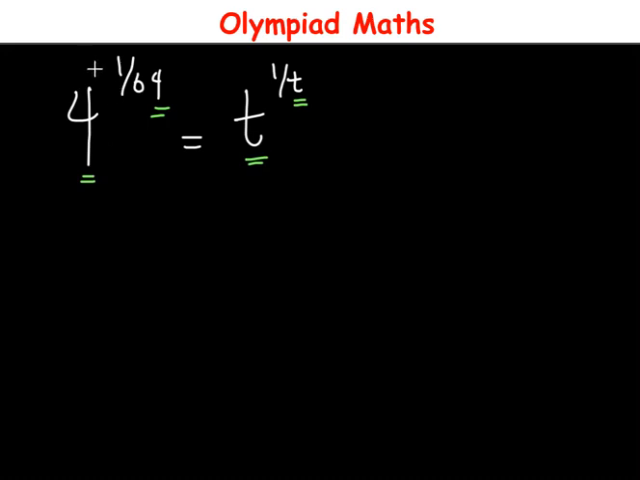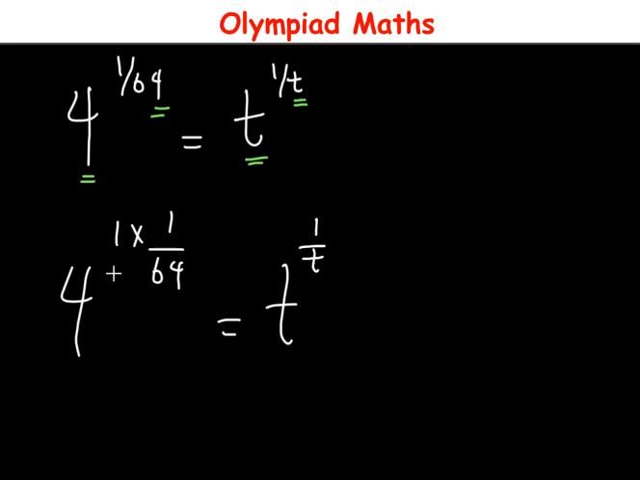But before then, let us factorize out 1 from here such that we have 4 raised to power 1 times 1 over 64, which equals t raised to power 1 over t. Now, making use of equivalent fraction concept, we can replace this 1. This one can be written as 2 over 2.